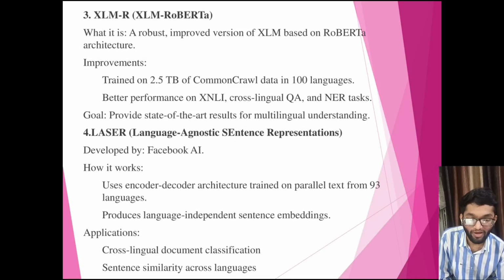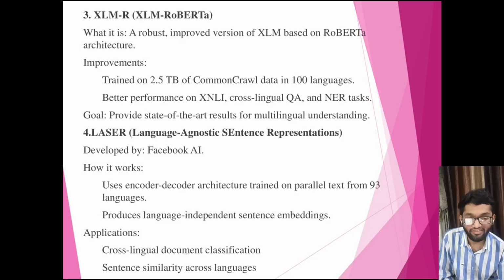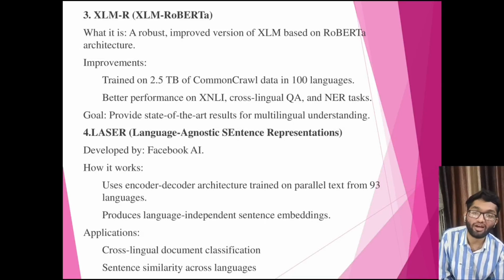In short, XLMR is a robust version of XLM, offering better performance on multilingual tasks like cross-lingual QA and NER, training on large multilingual corpora. And LASER is a language-agnostic model for generating sentence embeddings useful for cross-lingual document classification and sentence similarity across languages.